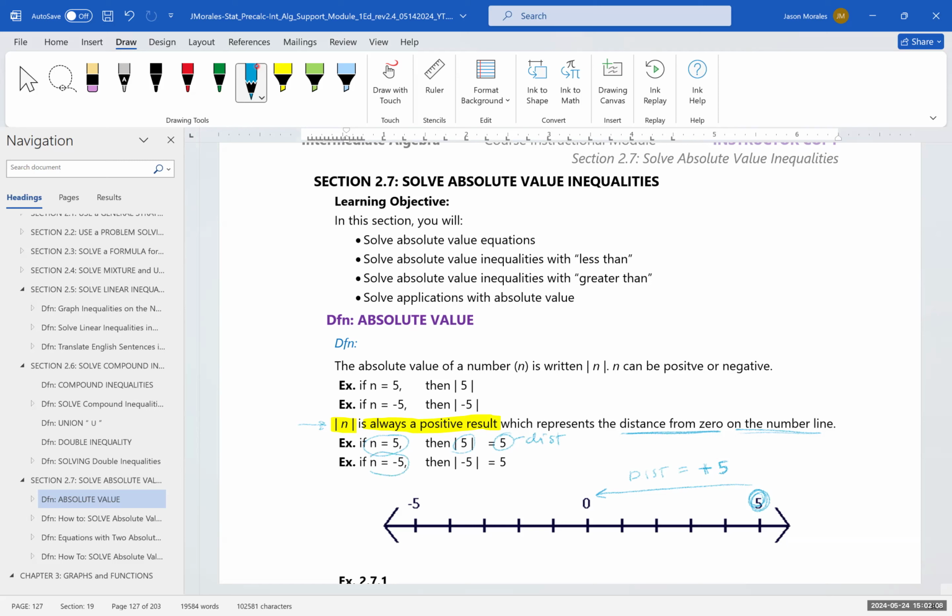If your number was negative 5, so here we are at negative 5, and you take the absolute value of negative 5, then what's the distance from negative 5 to 0? That's still a distance of positive 5. So one way to think of absolute value is as a distance from 0. But if you just always remember that the absolute value of any number will give you a positive result, that's a good way to remember it as well.